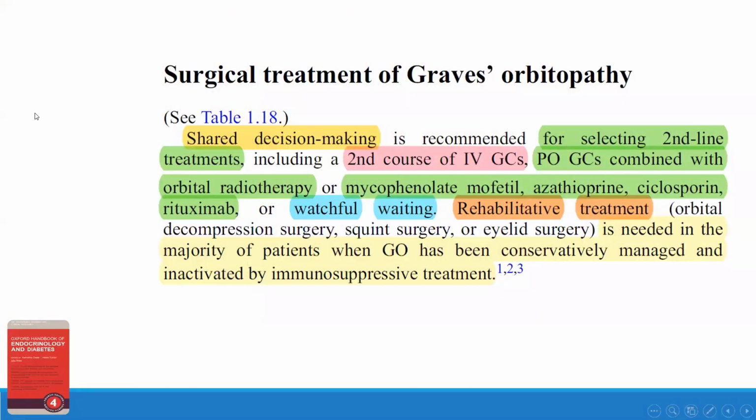I will summarize all these drugs in the next few algorithms. Regarding treatment of Graves' orbitopathy, decision making is recommended for selecting second line treatment after failure of intravenous glucocorticoid. What is the second line treatment? A second course of intravenous glucocorticoid, or oral glucocorticoid combined with orbital radiotherapy, or mycophenolate mofetil with cyclosporine, rituximab, or a watchful waiting strategy. Rehabilitation therapy like orbital decompression surgery, squint surgery, or eyelid surgery as a last option is needed in the majority of patients when Graves' orbitopathy has been conservatively managed and inactivated by immunosuppressive treatment and is still troubling the patient.